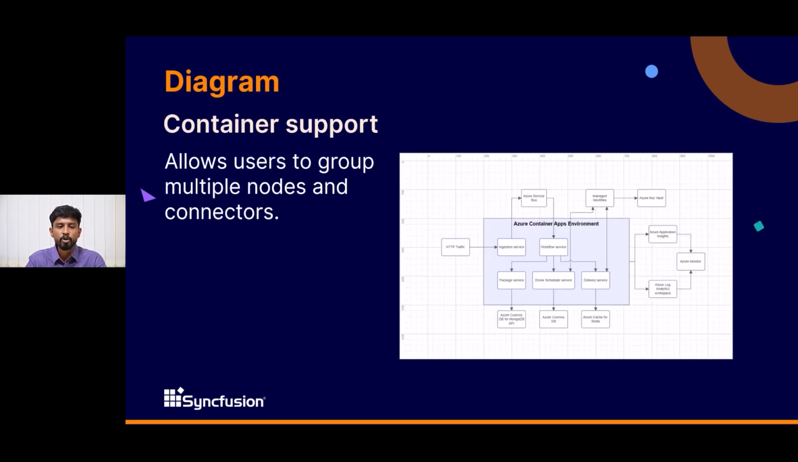Now we will move to the diagram component. In the diagram component, the enhancement is related to container support. This feature allows users to group multiple nodes and connectors, providing a structured layout to manage complex diagrams. The containers support dragging, resizing, and customization for headers, textstyles, etc.